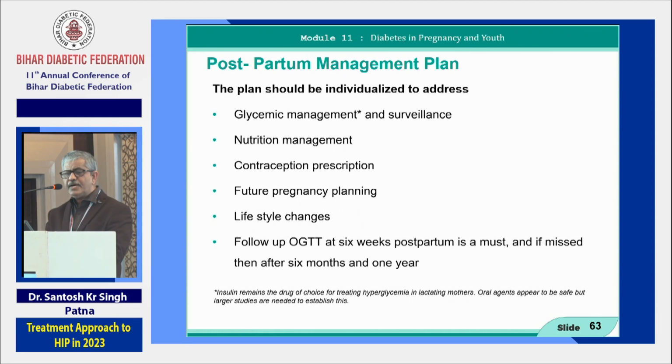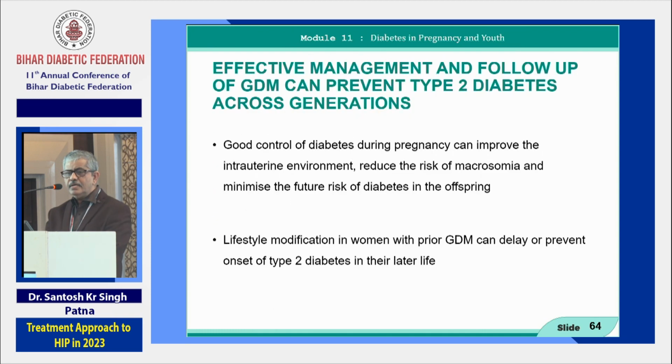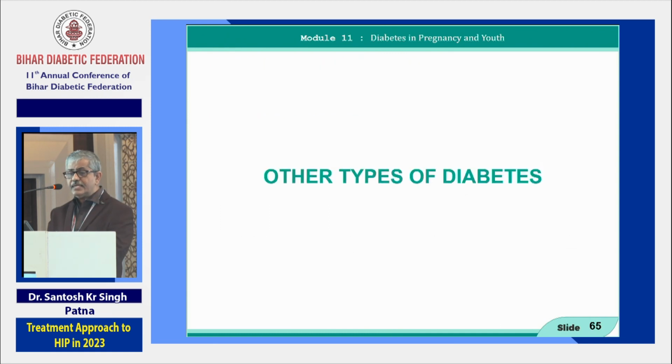This is the postpartum management. We need to go for assessment at 6 weeks' time. Effective management and follow-up, and lifestyle modification in women with prior GDM can delay or prevent onset of type 2 diabetes in their later life.